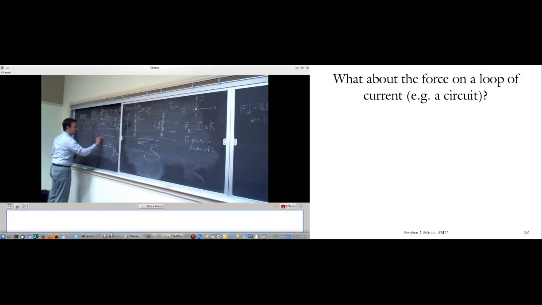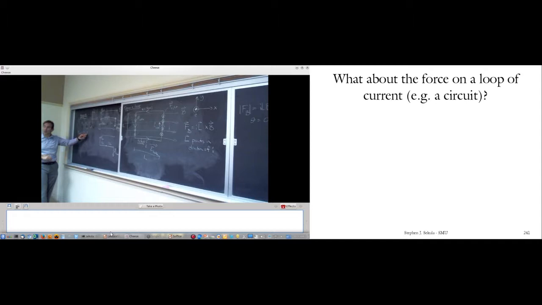Now for torques, let's do the torque on the right-hand side first. This is equal to R cross F. So we need to know the radius vector that points from the center of rotation to where the force is applied. And we need to take the cross product of that with the force that's applied.